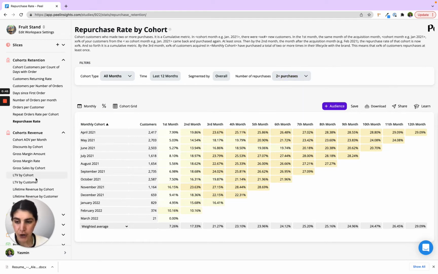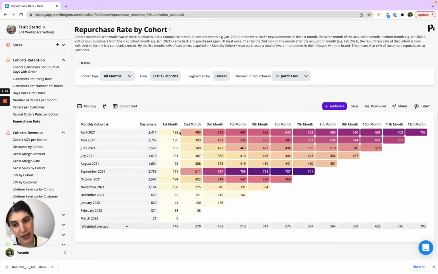Like all of our cohort metrics, people are added to cohorts when they first make a purchase with your brand. So in this case, for the fruit stand, we acquired 2,417 customers in April. And the way you read it is that within this first month, 7.99% of the 2,417 customers, and we can look to see the amount here, so 193 of the 2,417 customers came back and purchased again in April.